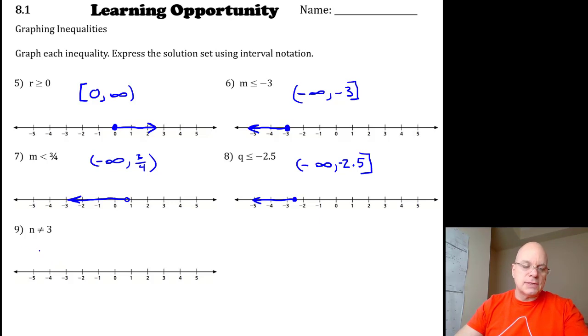Number 9, n is any value except for 3, and cannot equal +3. So an open circle at 3 and arrows going in both directions. Could be anything less than 3 or greater than 3, it just can't equal 3. There are 2 intervals to describe the solution set, starting with -infinity, ending with 3, which is not included, so parentheses, and then again starting at 3 but not including 3 all the way up to +infinity.